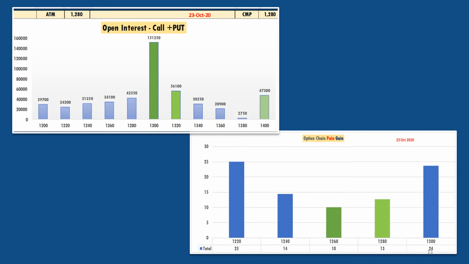A cursory look at the option chain for the month indicates that call and put build up at 1300, and a calculation of minimum pain or minimum gain indicates a level between 1260 and 1280. As compared to the current market price of 1280, these ranges do not suggest any surprises.